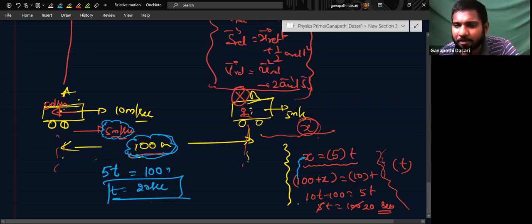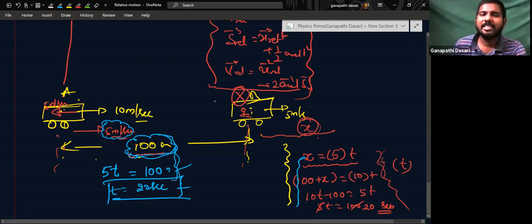Actually, here 4 steps are involved, and this question involved only 1 step. This is a process in your mind. It's just 5 meters. You reverse it and add it. This is 5 meters per second. 5 into t is equal to 100. t is equal to 20 seconds. The question is a bit easier. You got it?